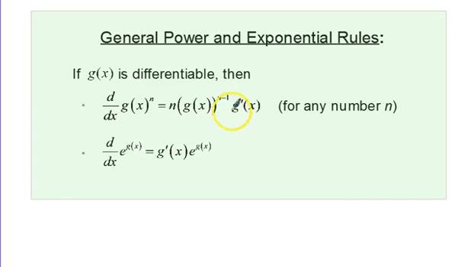And I could do this as many number of times as I need to if I have functions that are nested within each other. Now what happens if I have an exponential? Well, you'll remember that the derivative of e to the x is e to the x. And so not surprisingly, the derivative of e to the g of x will have that as a component, but we have to take the derivative of this inside function g prime of x. So here we have the derivative of e to the g of x is equal to the derivative of the exponent g prime of x times e to the g of x.